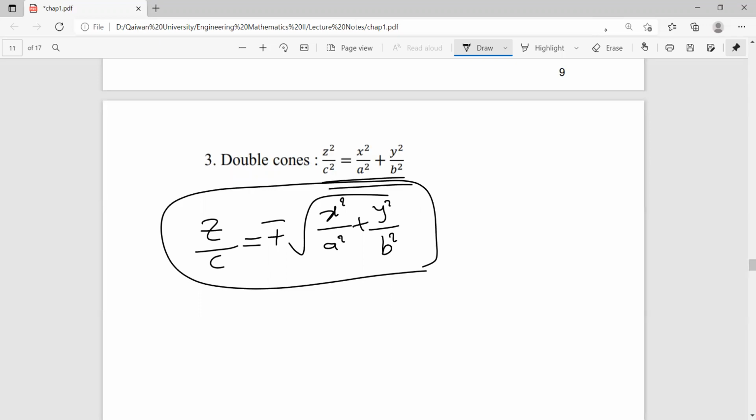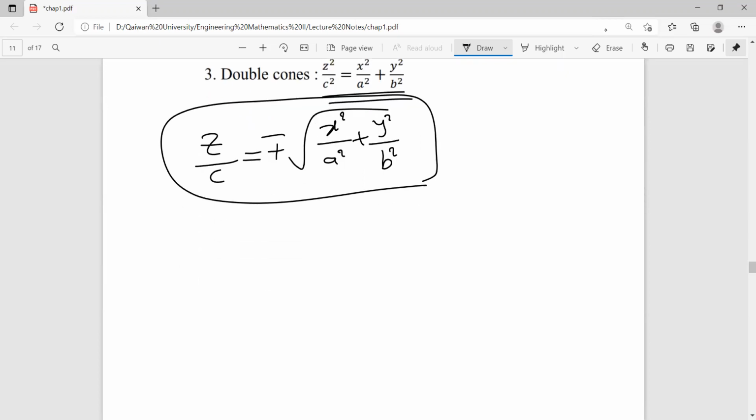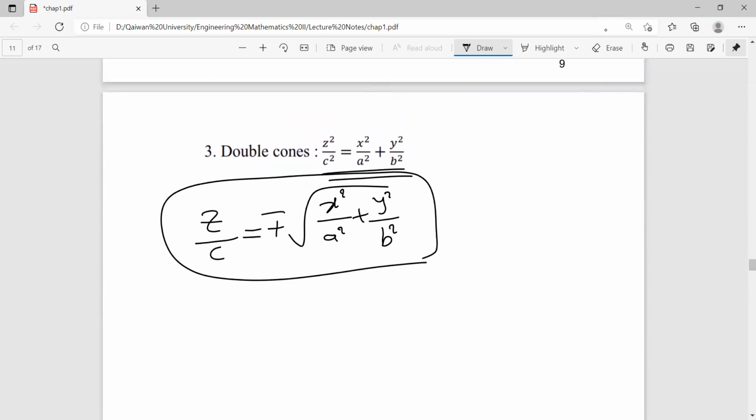It's upside down. But here, for the negative one, we must get negative values for Z. Okay? So that's all. We'll talk about this next lecture. Okay? That's enough for today.